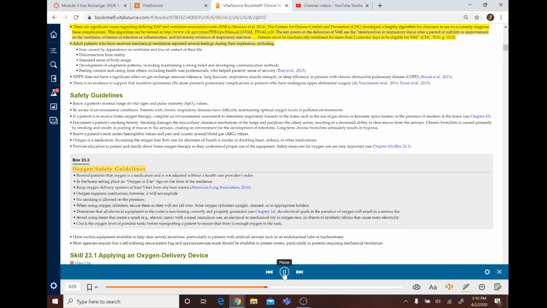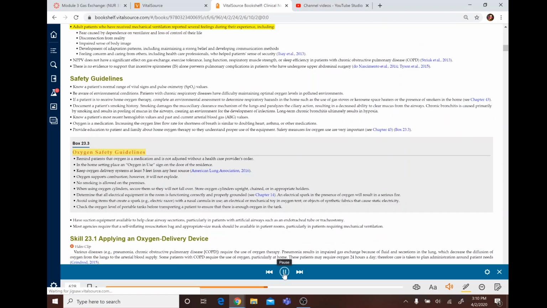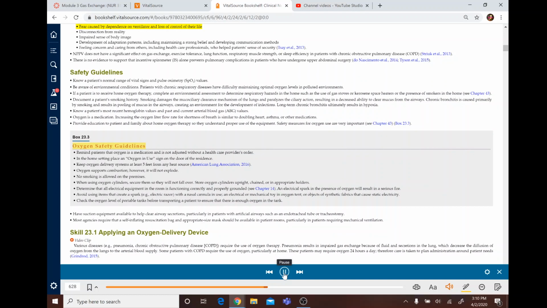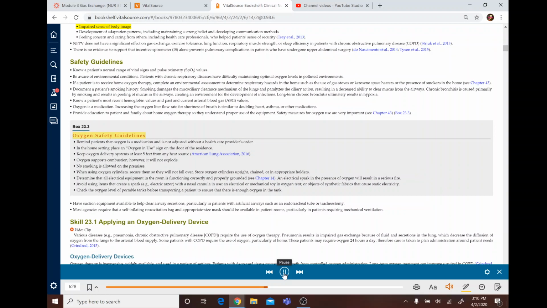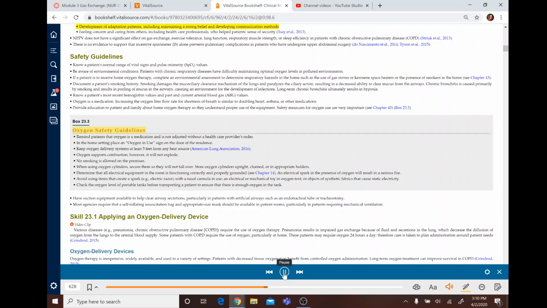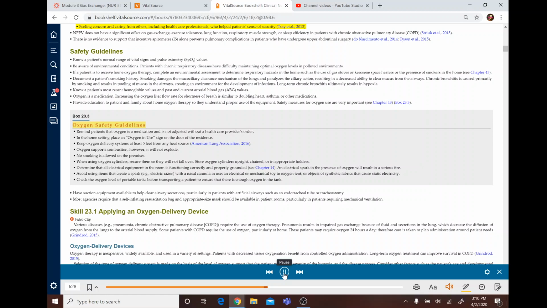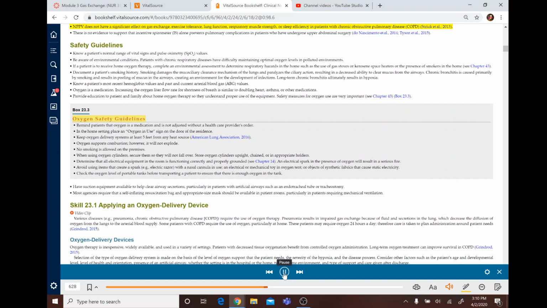Adult patients who have received mechanical ventilation reported several feelings during their experience, including fear caused by dependence on the ventilator and loss of control of their life, disconnection from reality, impaired sense of body image, development of adaptation patterns, including maintaining a strong belief and developing communication methods, feeling concern and caring from others, including healthcare professionals, who help patients' sense of security, Chai, 2013.